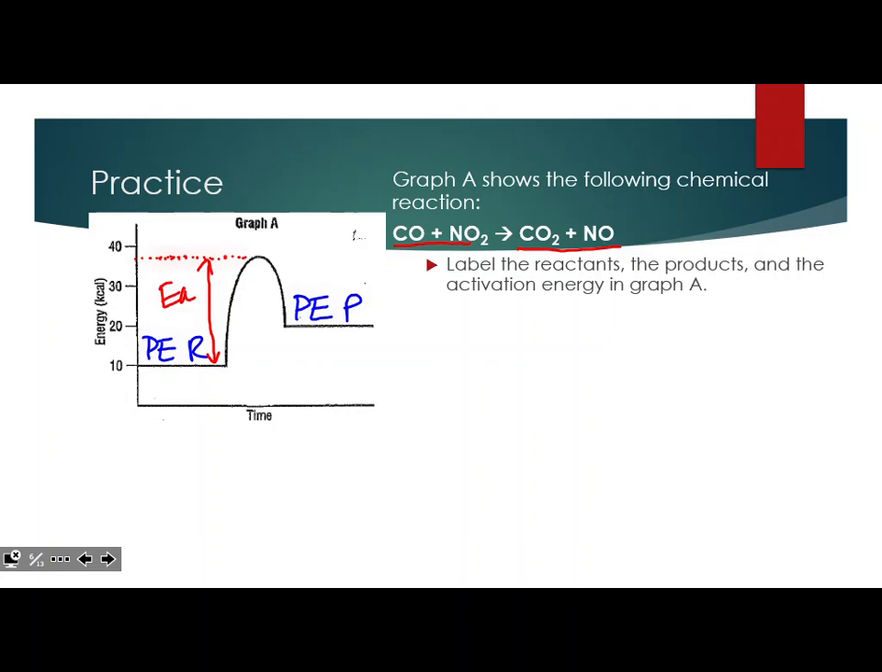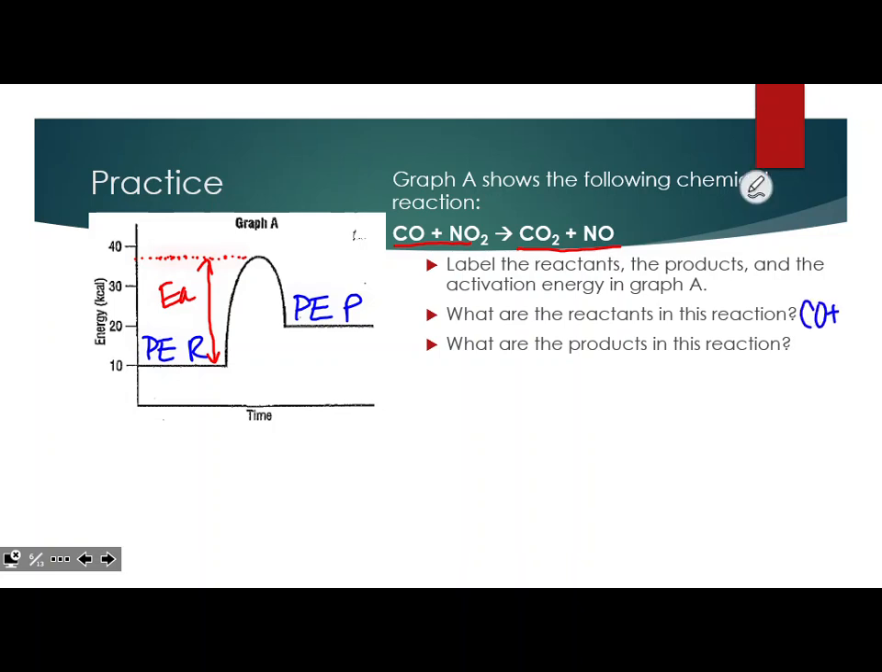So far, so good. We labeled the graph. Moving on. What are the reactants in this reaction? CO plus NO2, right? Over here, reactants. Good. What are our products?